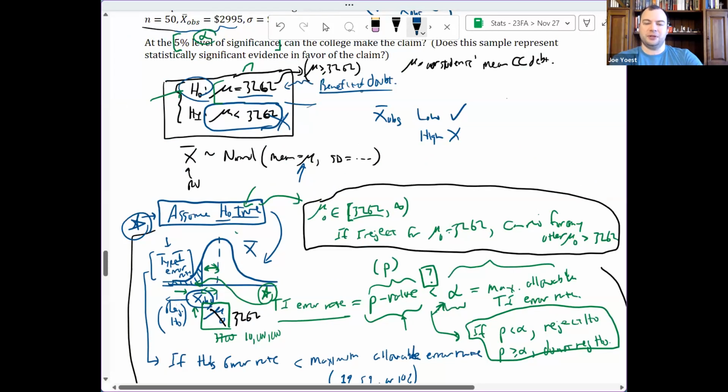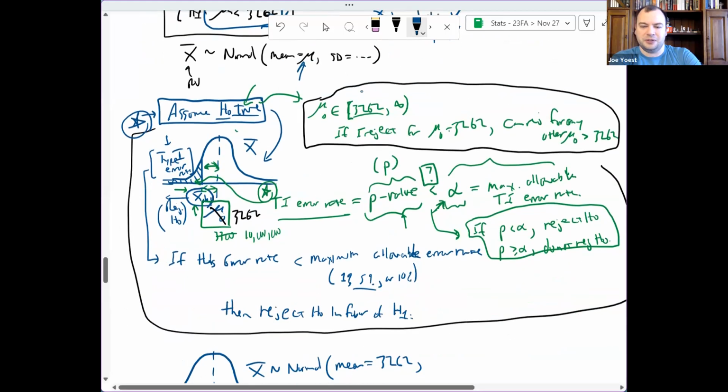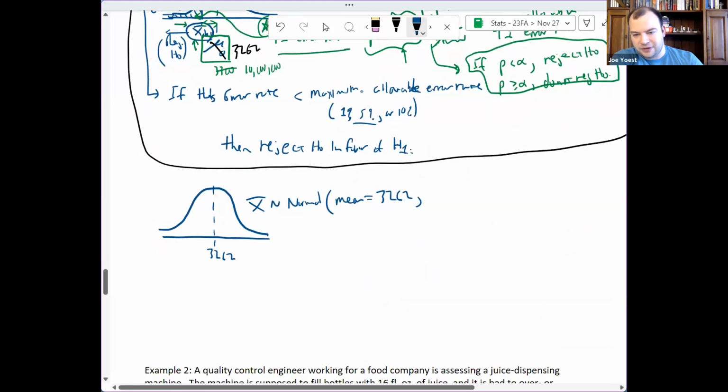That borderline mu naught, if we can reject against a mu naught of 3262, we can reject against any other mu naught in that interval to the right. We have an X bar observed, 2995. If we were to reject for X bar observed of 2995, we'd also reject for any X bar observed to the left of that, 2990, 2900. These would all be stronger evidence against H naught in favor of H1. This area is the p-value.